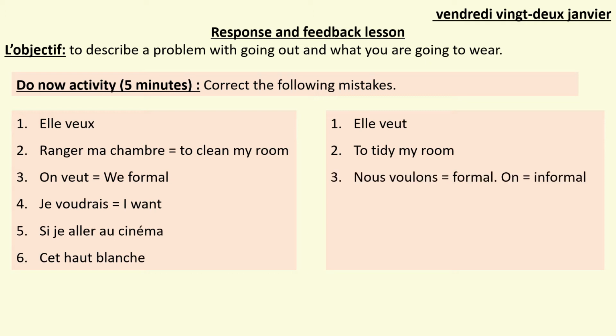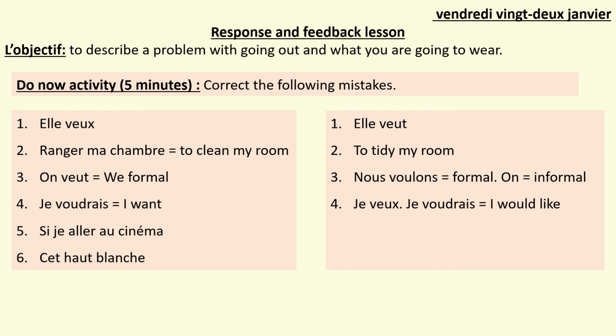3. On veut, it's not we formal, that is we informal. You need to write nous voulons for the formal part, the formal we. On veut is the informal part, so nous voulons should be a correction there. 4. Je voudrais is not I want, je veux is I want, and we learnt the whole verb vouloir ourselves. Je voudrais actually is from the verb, but it's a different form. It's a conditional, and it means I would like.